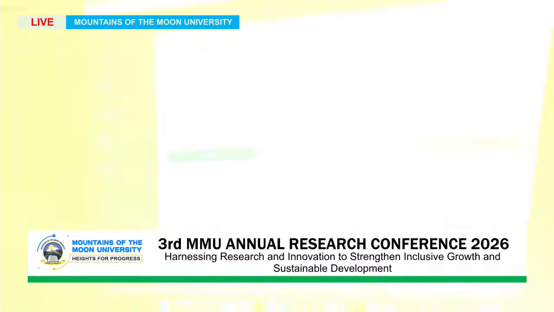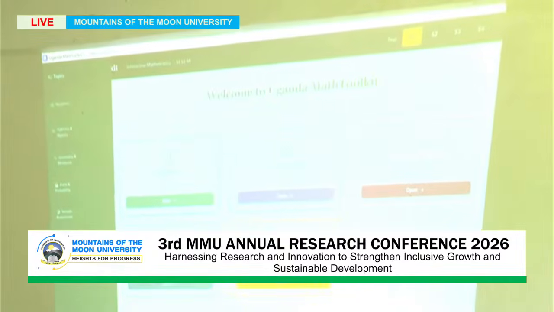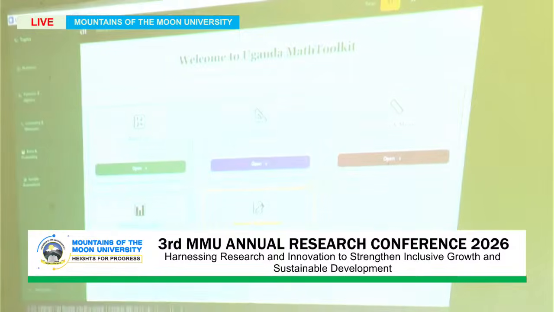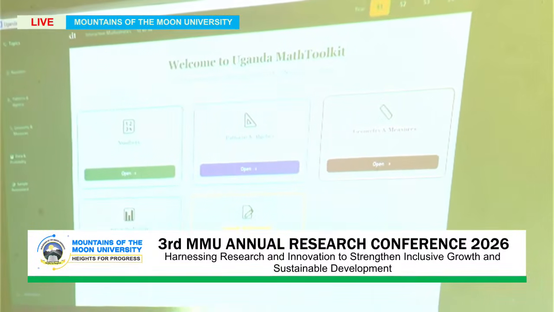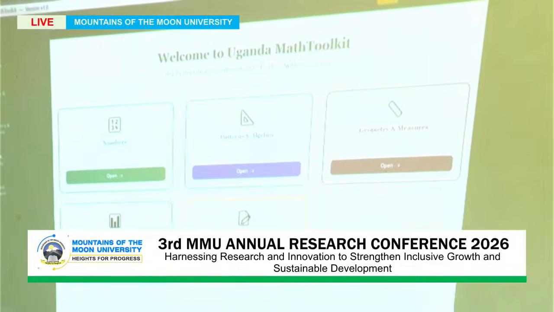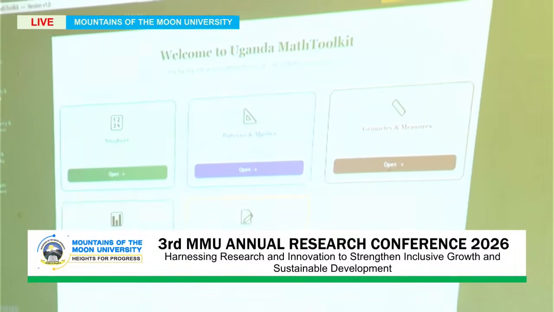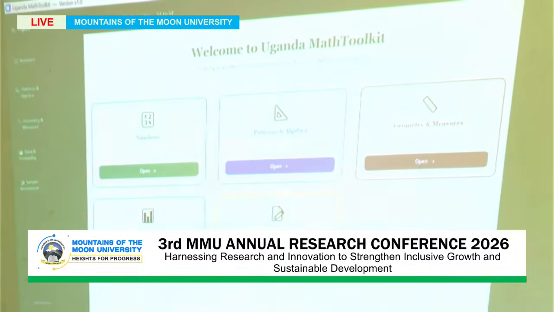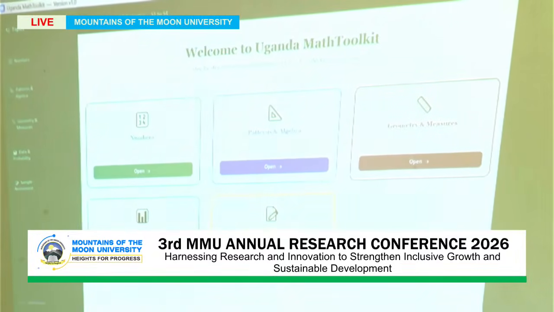So this interface provides the 4 classes in O-level. That is where we have Senior 1, Senior 2, Senior 3, and Senior 4. And in O-level, for this new curriculum, we decided to divide the education system into 4 themes. That is numbers, patterns and algebra, geometry and measures, data and probabilities. So these are the 4 main aspects that we have in O-level, and they keep on recurring from Senior 1 to Senior 2 to Senior 3 and Senior 4.